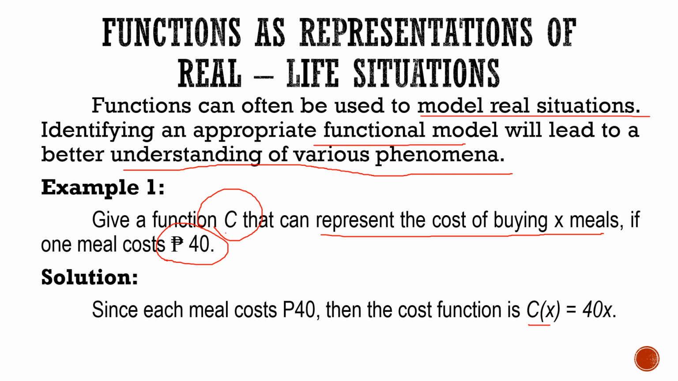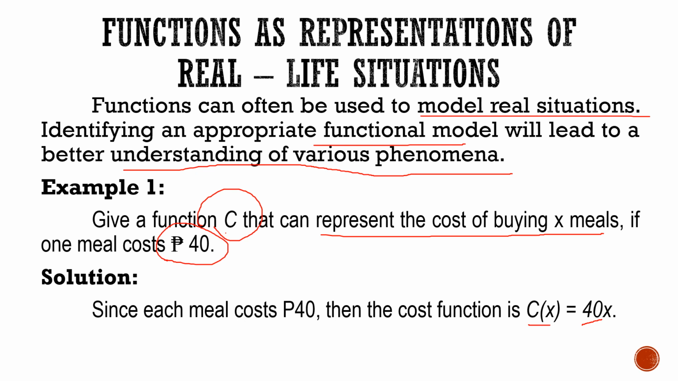Your c is a function that represents the cost of buying with respect to x, which will serve as the number of meals. What if we buy 2 meals? What if we buy 3 meals? So that will be equal to 40 pesos multiplied by x. So x is the number of meals and 40 is the price per meal. So if we buy 2 meals, we just simply multiply 40 by 2, so that will be the total cost of buying 2 meals. So that will be 80.